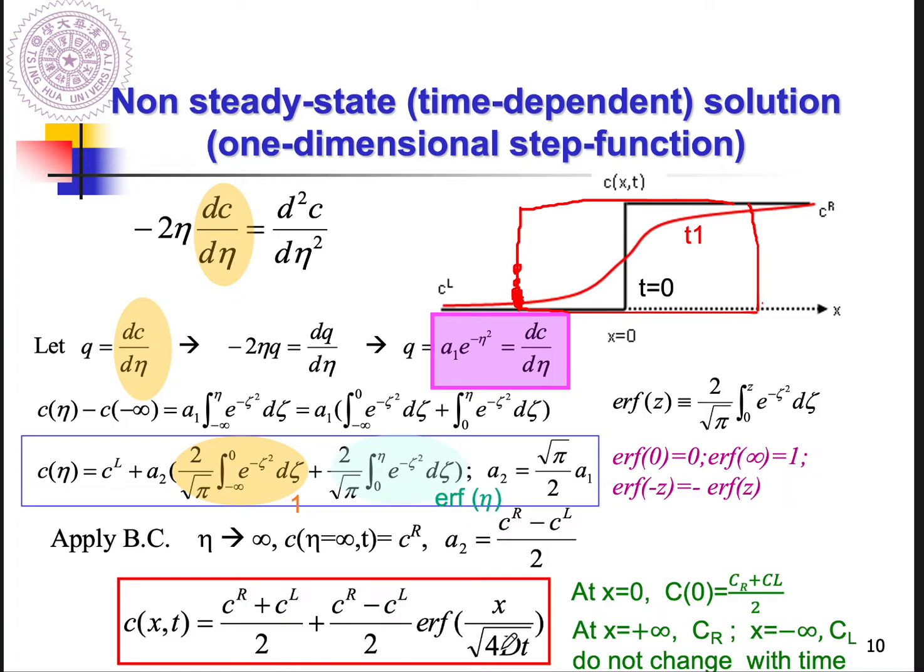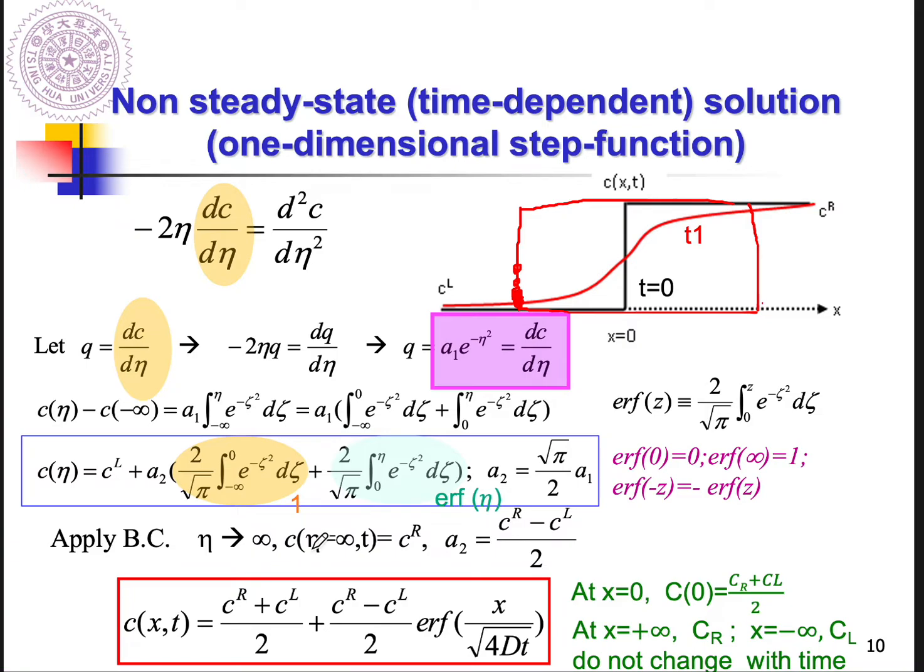you cannot use these solutions because the boundary condition changes. The boundary condition is what you used. You use this boundary condition, this one and this one, to get the solutions. As long as the boundary condition changes, then the solution is no longer right.